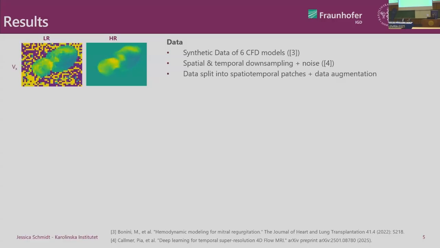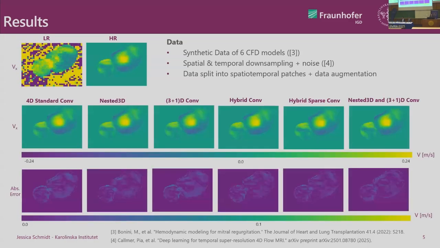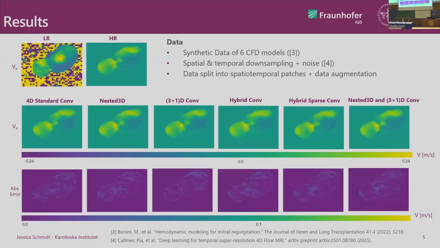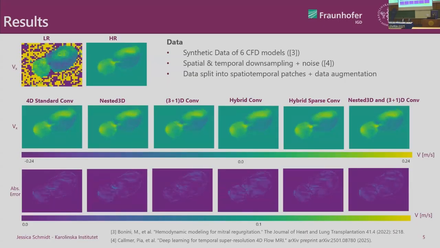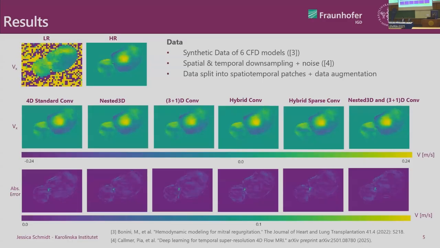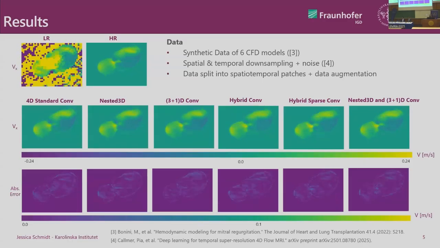We test our setup with scientifically generated data of 6 different CFD models. On the top left, you can see the spatially and temporally downsampled, noisy low resolution image derived from the high resolution image, which we use to feed our networks. As you can see below, all our models are able to produce a prediction which is similar to the high resolution image.